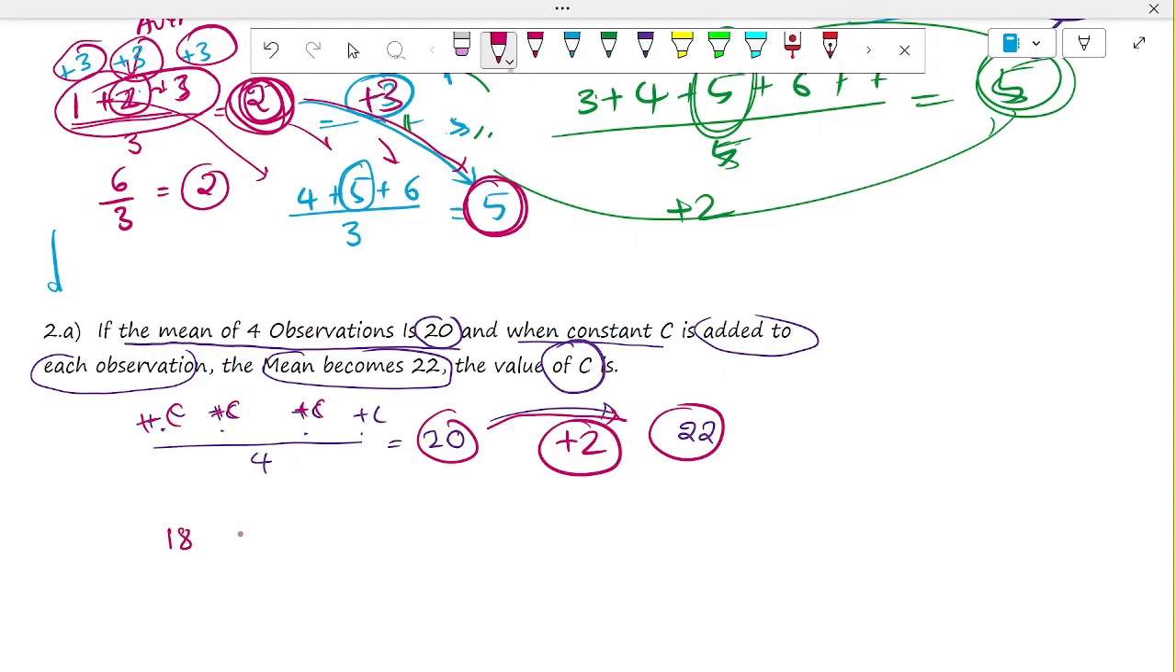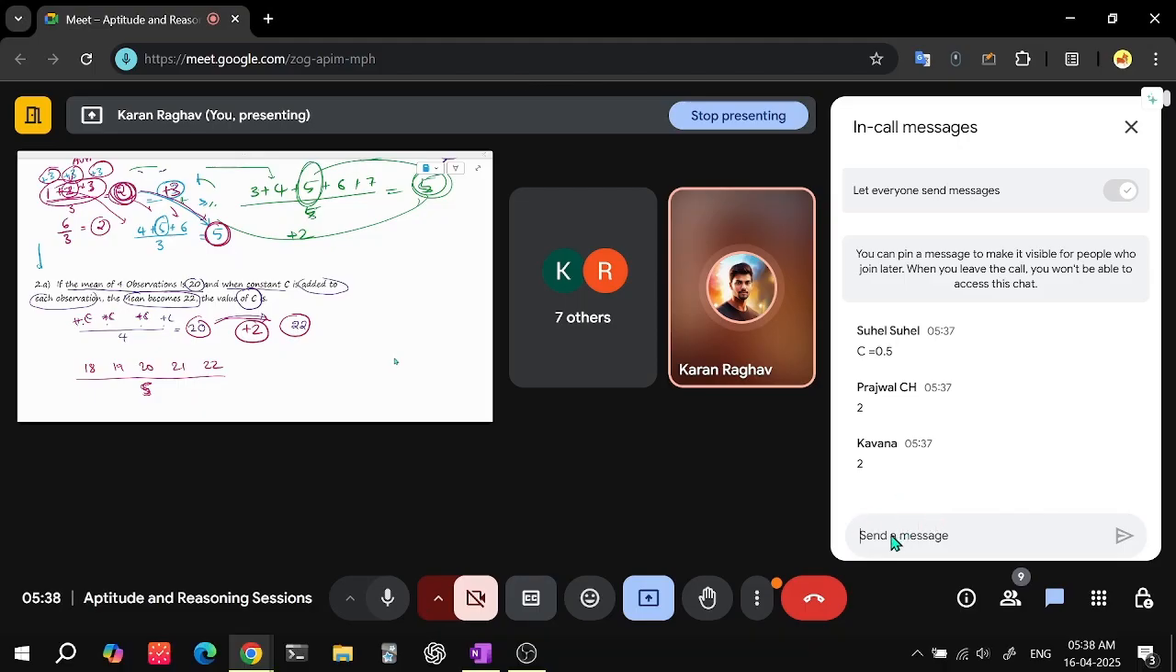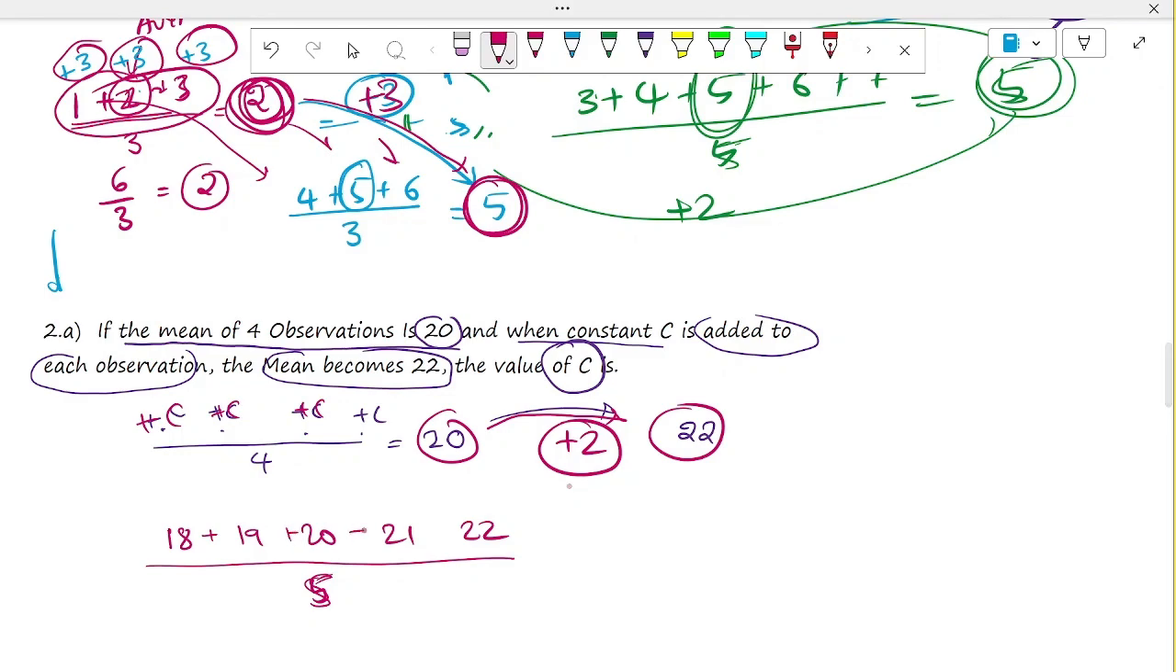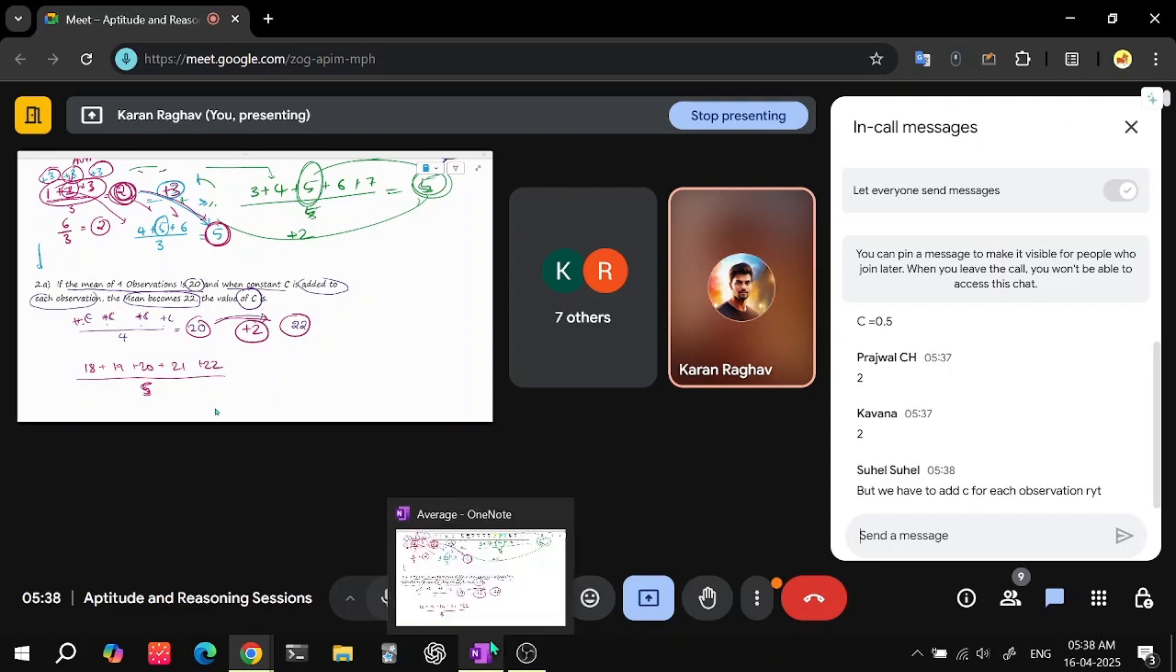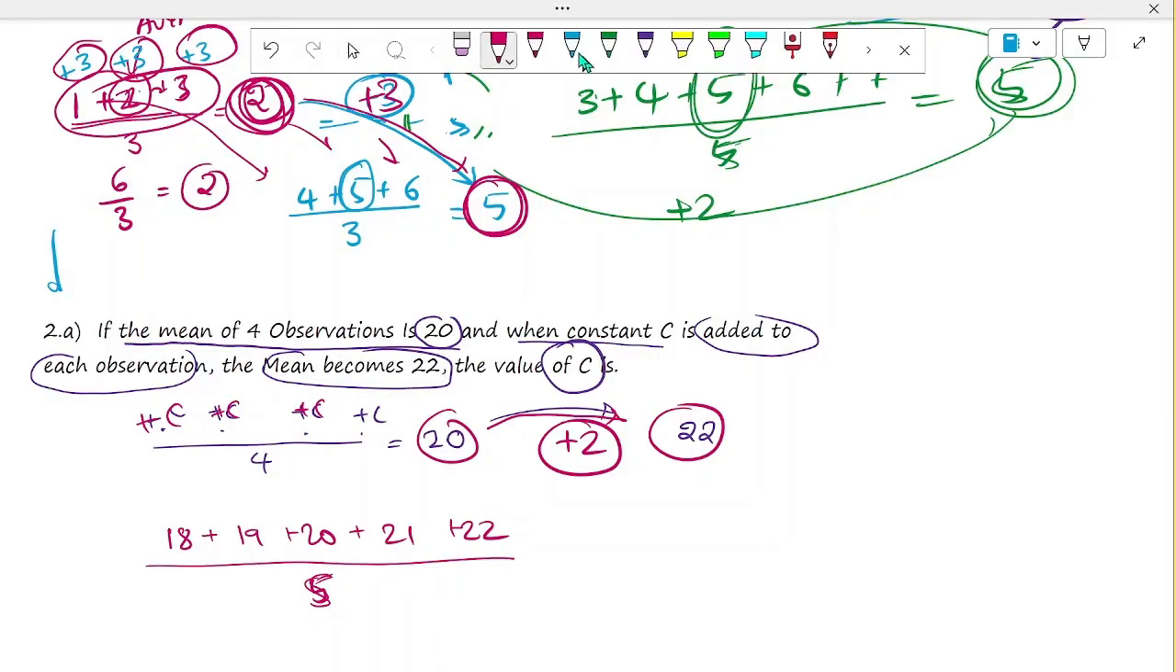Take 18, 19, 20, 21, 22. There are 5 numbers. Can you tell me what is the average of these 5 numbers? Whenever the values are consecutive, you need to take the middle value. Alright. But we have to add c for each observation, right? Okay, you see what the rule says, or I am explaining the same thing. Now what is the average of these 5 elements? Can you tell me?